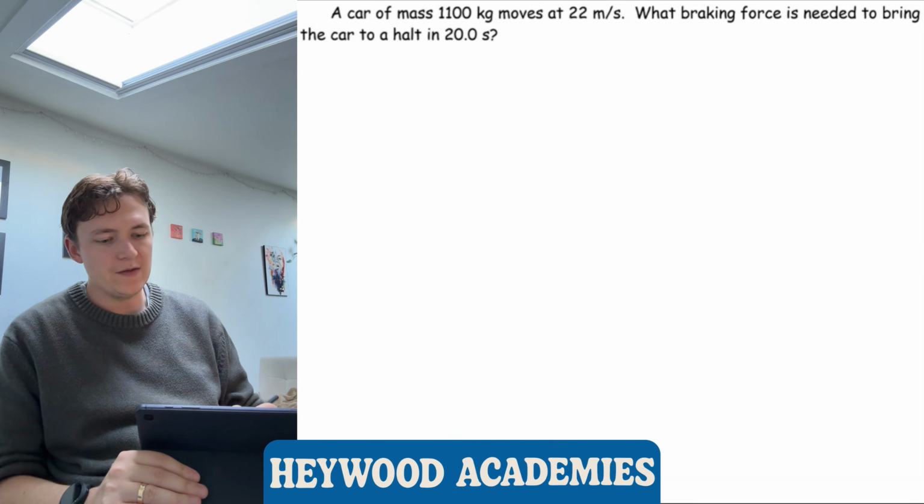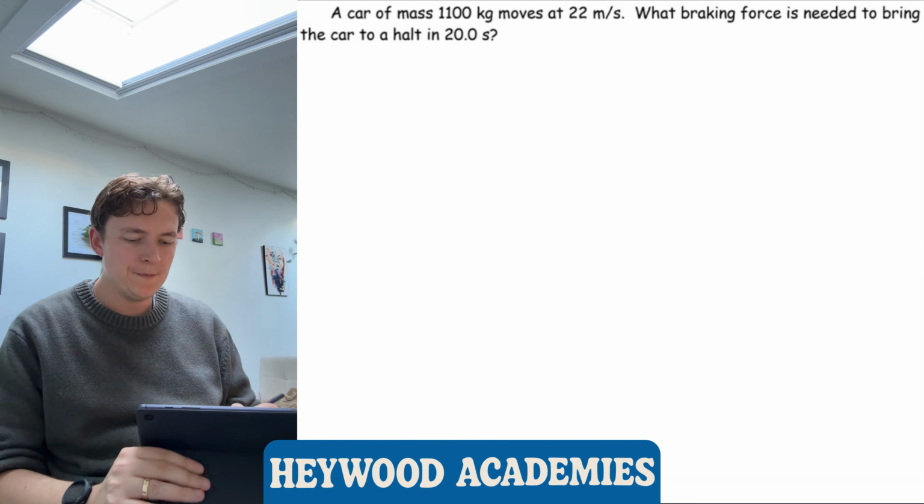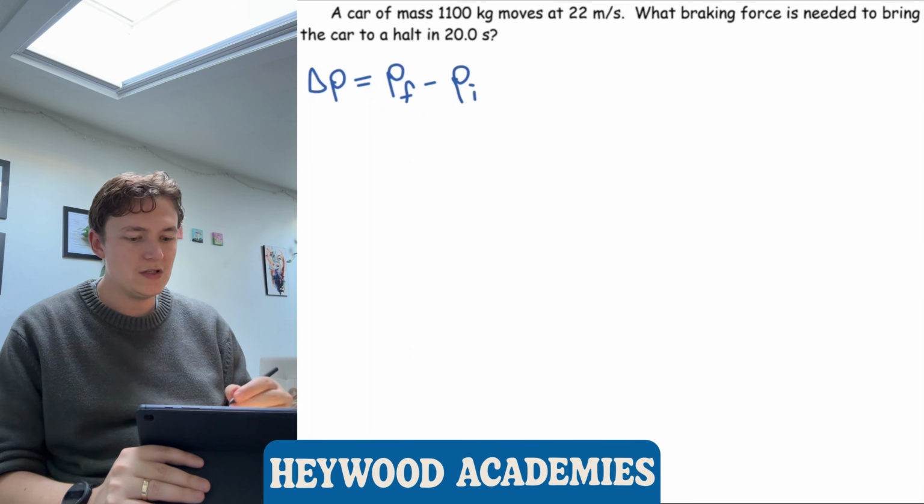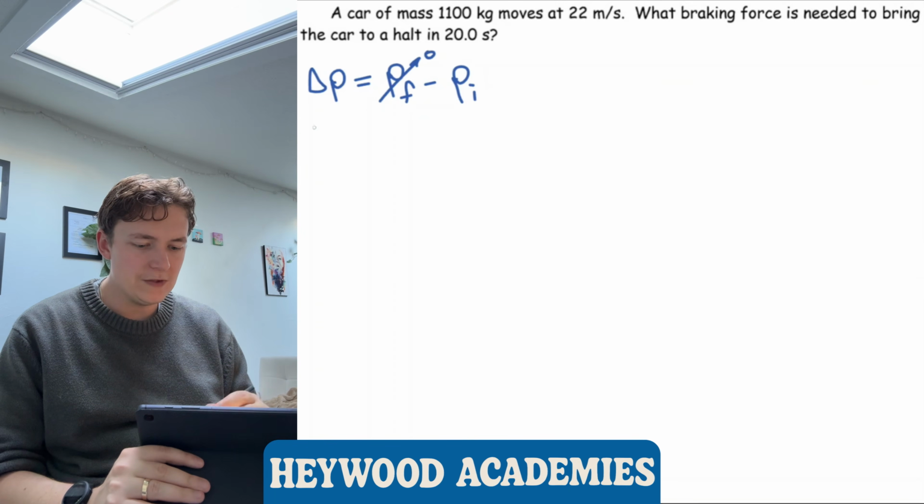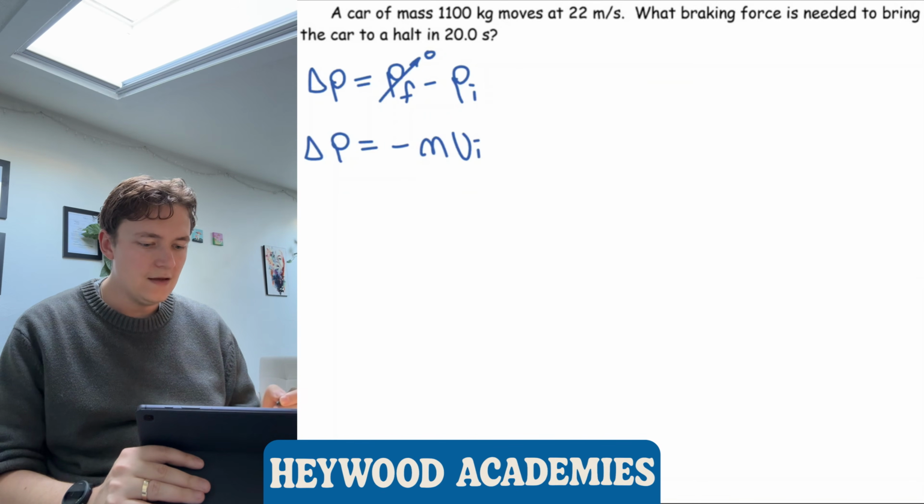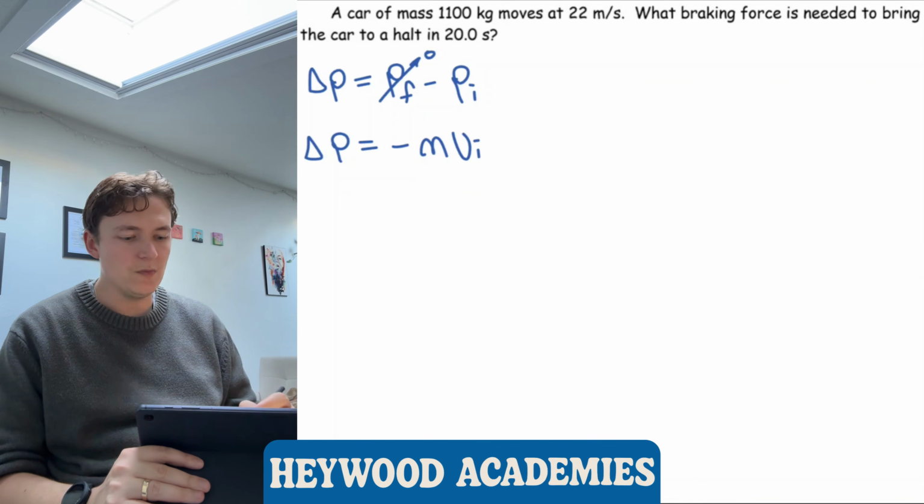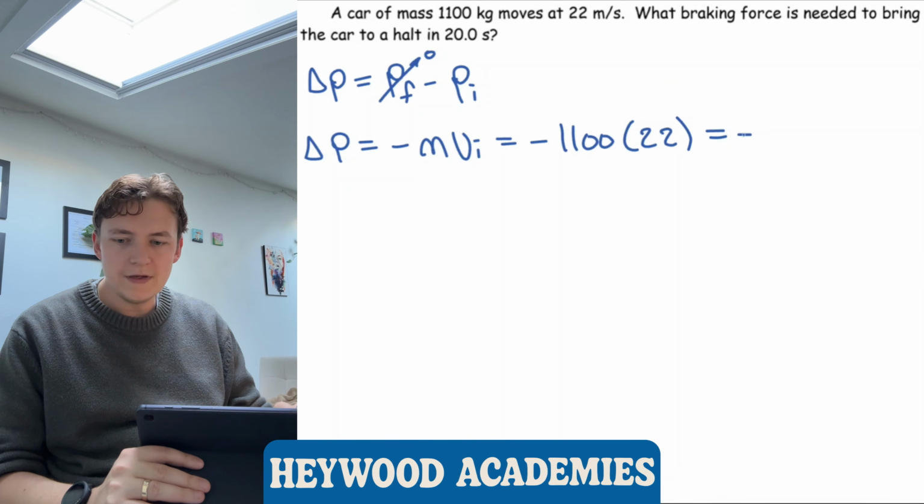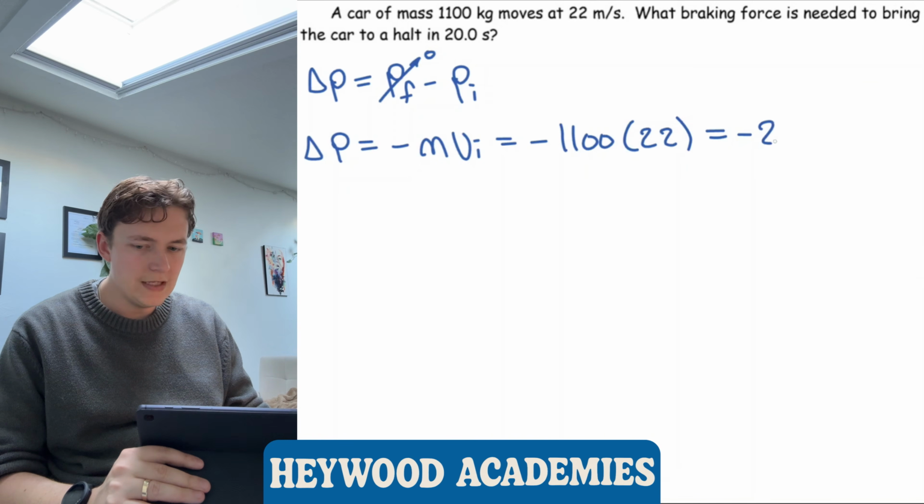A car of mass 1,100 kilograms moves at 22 meters per second. What braking force is needed to bring the car to a halt in 20 seconds? So we can start with our change in momentum equation. We can say that's momentum final minus momentum initial. This one is coming to a stop, so that final momentum should be 0. And then we can plug in m times that initial speed for the initial momentum. Now we can plug in the numbers that they gave us. And that'll give us our change in momentum of negative 24200.